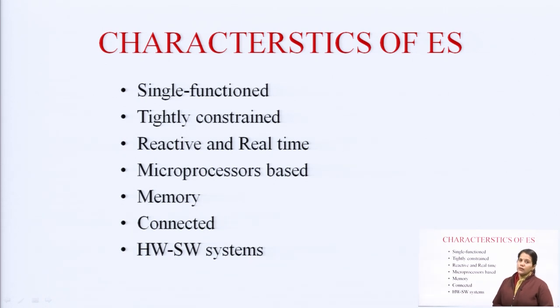So, when we talk about the embedded system, there are certain characteristics which define a typical embedded system. So, what are those characteristics? First of all, it is single functioned. What is meant by single function? It has a dedicated application. So, the embedded system design which has been done for a particular application cannot be used in any other application. So, it is specific to a particular task. This is how a single functioned application is defined.